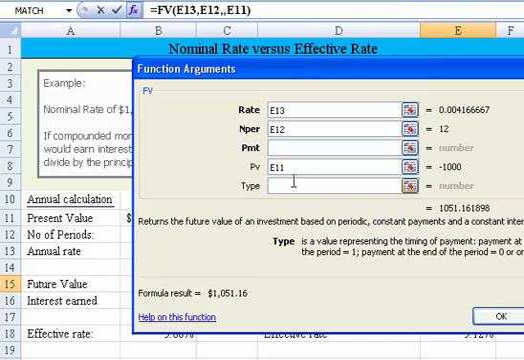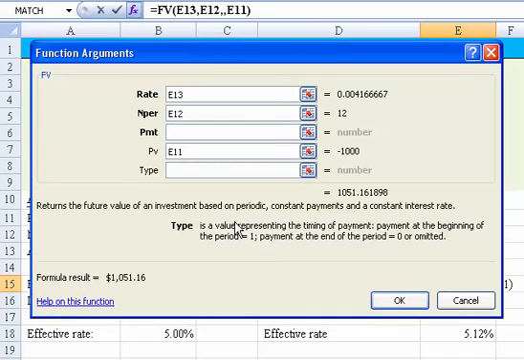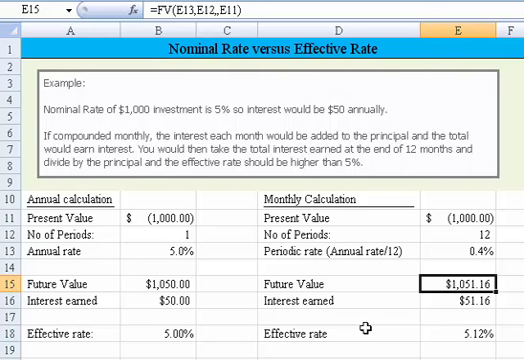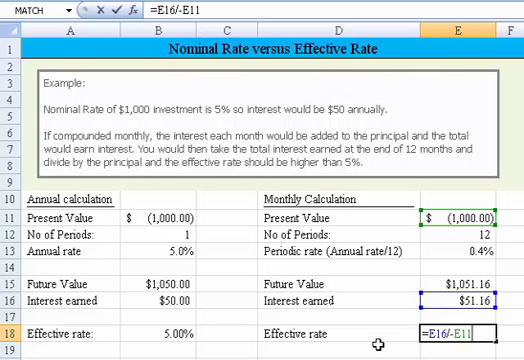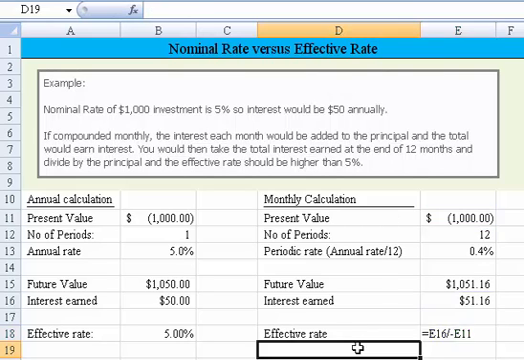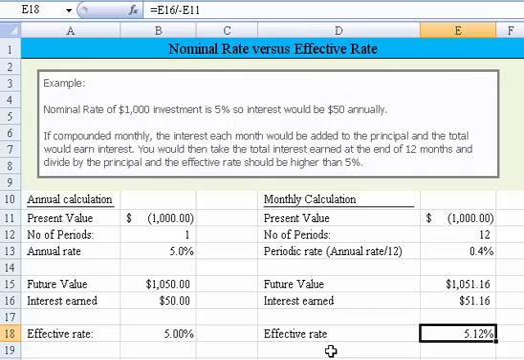The type is the timing of the payment. It occurs at the end, so we make it a 0 or leave it as omitted. And Excel will tell you that. They'll give you a little bit of clue right in here. Okay? And so what we come up with is a higher future value, and that's because the effective rate is higher than the nominal rate, or higher than the stated rate, because we've got more compounding periods. Right? So the interest earned is $51.60. And again, if we then divide the interest by the amount we put away, we see that the effective rate is slightly higher. And that illustrates the effect of compounding.